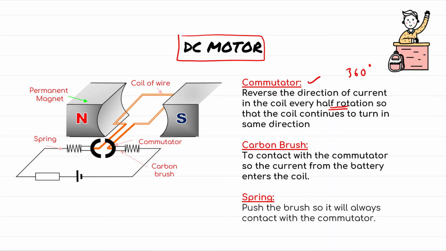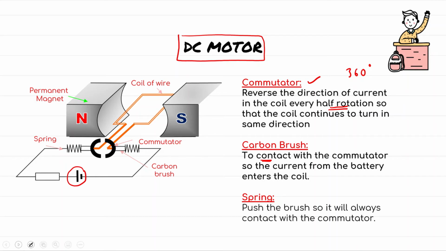Okay, carbon brush, dia untuk alirkan arus elektrik dalam coil of wire. Carbon brush ni dia yang connect dengan power source. So, dia akan in contact je. In contact doesn't mean dia orang melekat bersama, no. Dia macam sentuh je commutator tu. So that dia bolehlah alirkan current dekat the coil of wire. Okay. Spring, tugas dia untuk push the brush to always contact with the commutator. Okay. Dia nak tarik tolak macam tu je lah. Tugas spring kat situ. Okay, so how DC motor works?